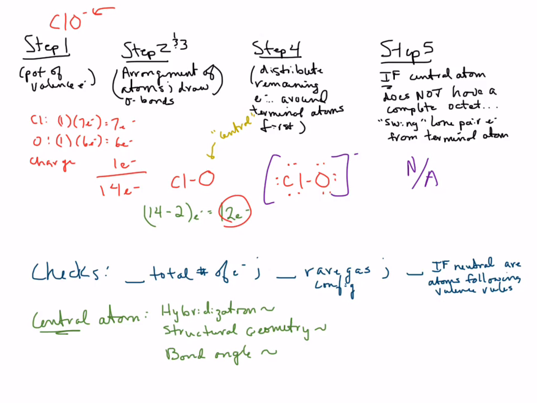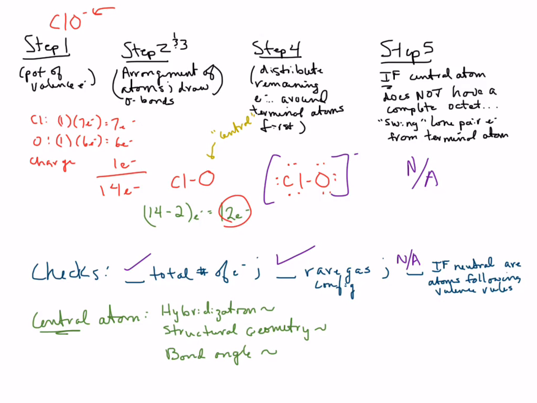So if we look at the total number of electrons, there are 12 on our final Lewis structure. Excuse me, 14. There better be 14. 2, 4, 6, 8, 10, 12, 14. There's 14 on our final Lewis structure, just like our pot. Both chlorine and oxygen have a complete octet. And actually, the last check does not apply because it's not a neutral molecule. It's an ion.